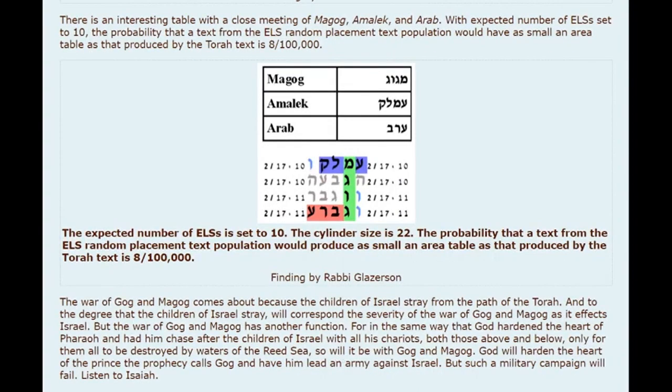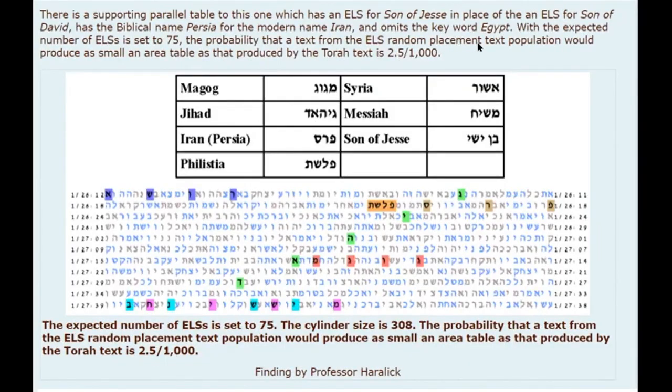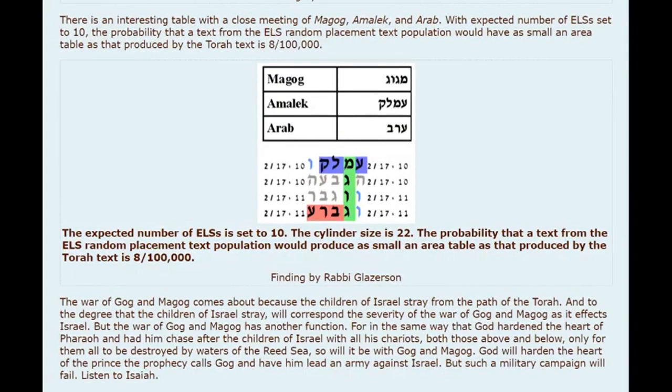Then there is an interesting table with close meeting of Magog and Amalek. We know it goes together. Magog and Amalek both are enemies against Israel and Arab, with expected number of ELS set to 10. The probability that a text from the ELS random placement text population would have this is very high, as you can see just now.